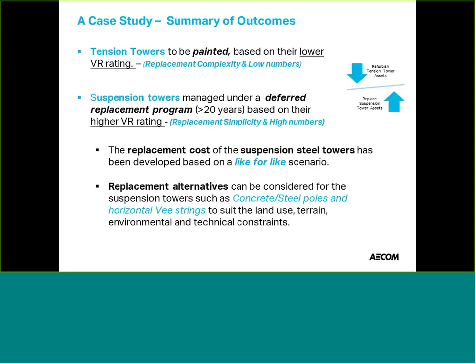Again, like I said, that was a like-for-like. You could easily replace these structures with a concrete or steel equivalent, possibly horizontal Vs. Again, you could save 50% of probably a like-for-like replacement.